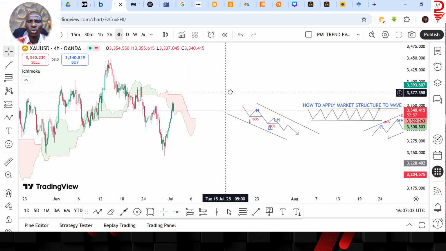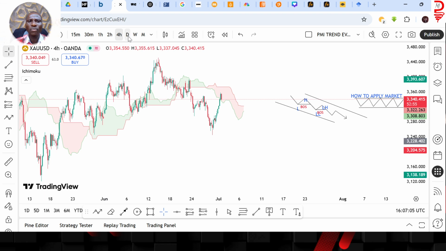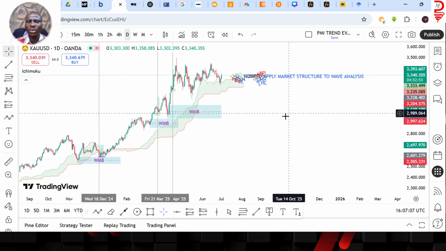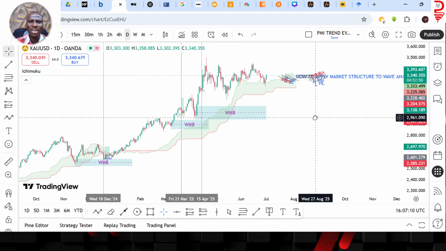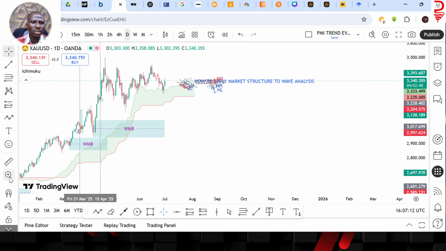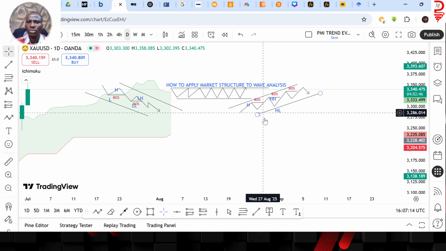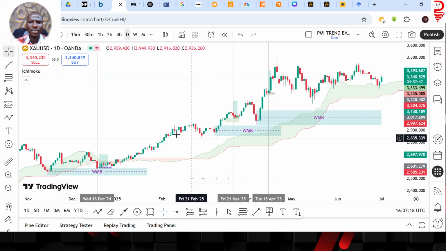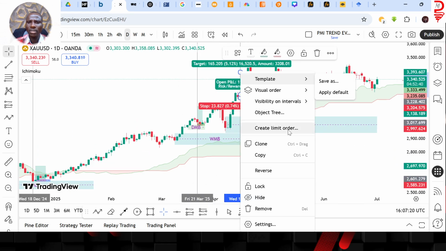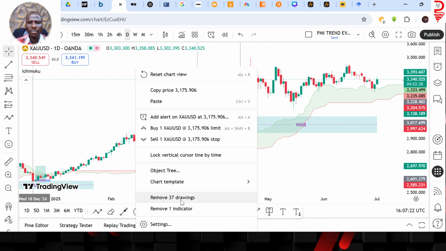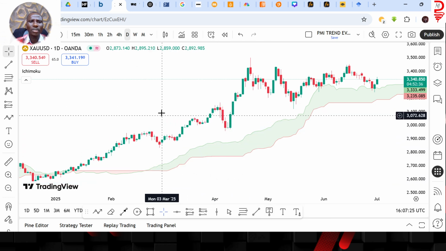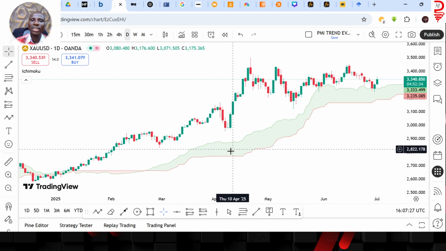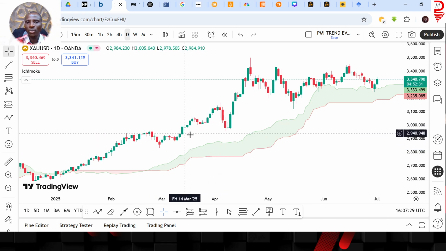I would like to show you examples of what I've drawn out so that at least it can make a bit of sense to you. But then, let's see. So let me clear this chart now.